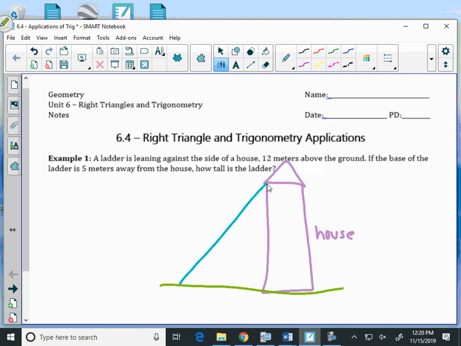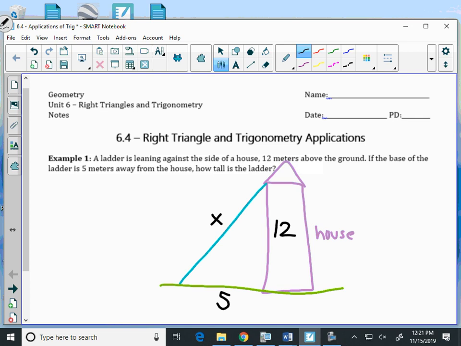We know the house is 12 meters above the ground, so we know the house is 12. And we know the base of the ladder is 5 meters away from the base of the house. We want to figure out, well, how tall or how long is the ladder?